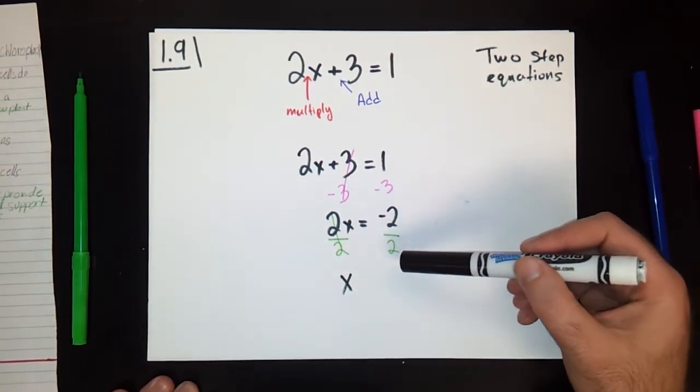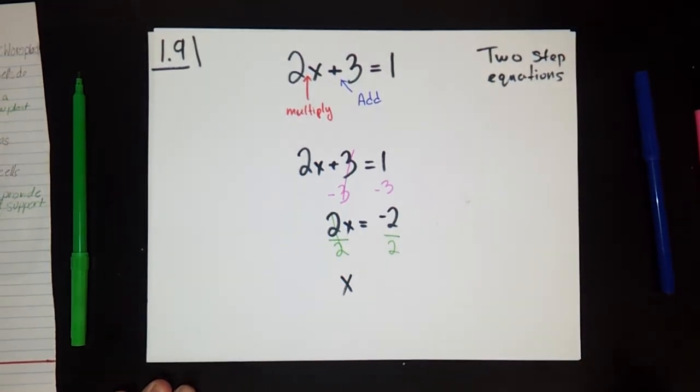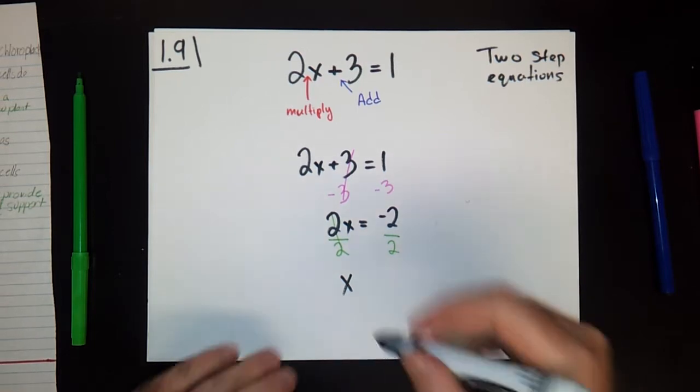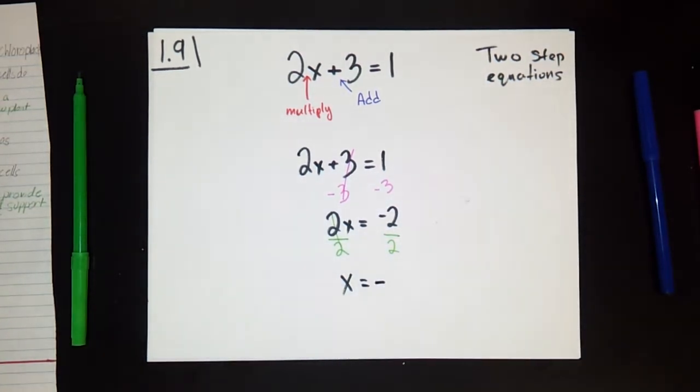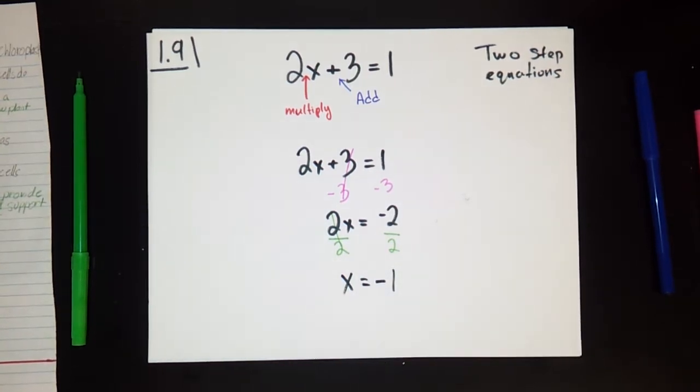Over here, negative 2 divided by 2, you're dividing with different signs. The rules are if you divide or multiply with different signs, the answer is automatically negative. And 2 divided by 2 is 1. So x is negative 1.